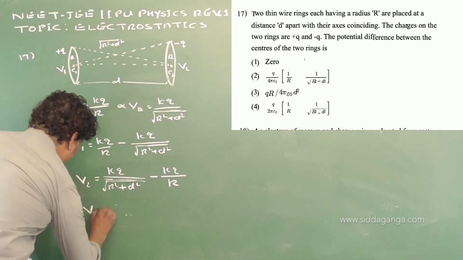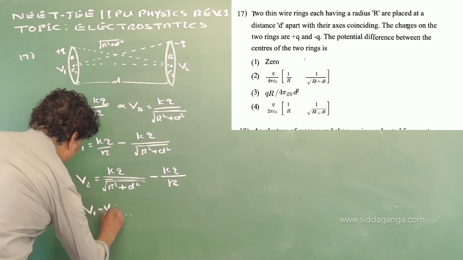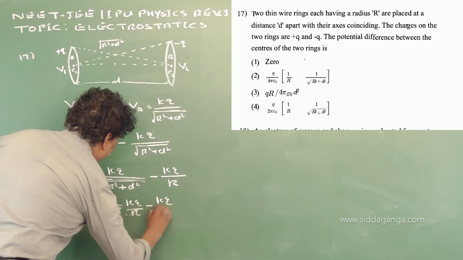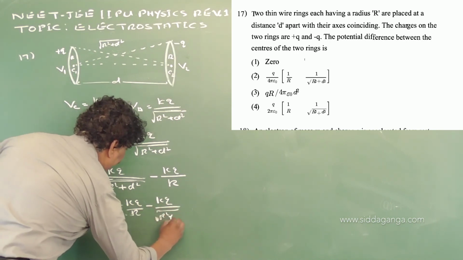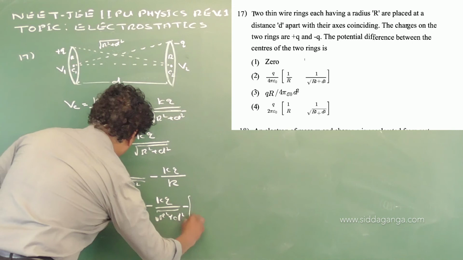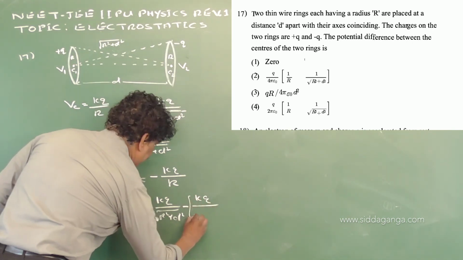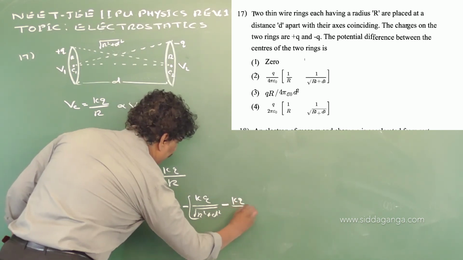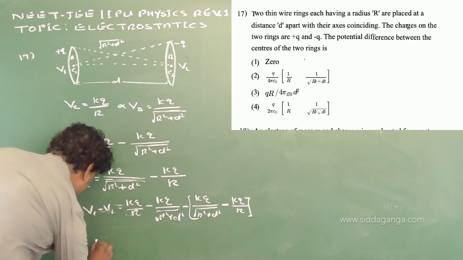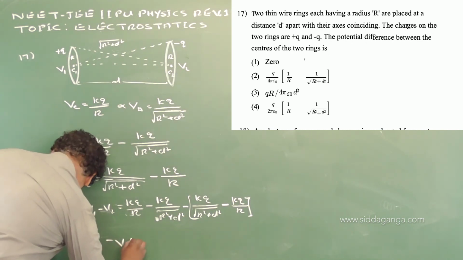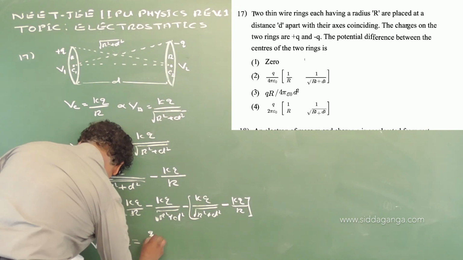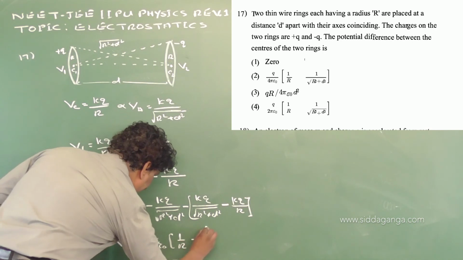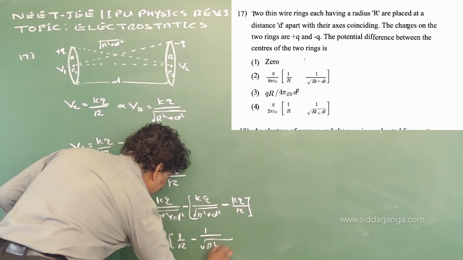Therefore, V1 minus V2 is equal to k q by r minus k q by square root of r square plus d square, minus k q by square root of r square plus d square minus k q by r. On simplifying, this potential difference V comes out to be q by 2 pi epsilon naught into 1 by r minus 1 by square root of r square plus d square.